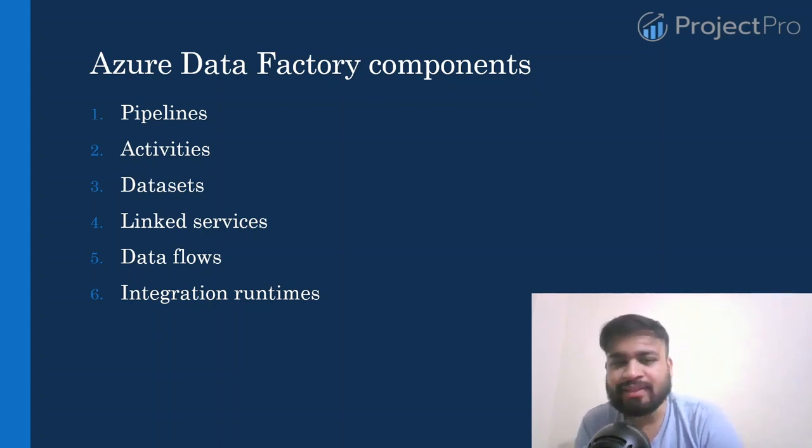The next one is a datasets. So dataset will represent a data structure within our data stores. So this points to the data that you want to use in your activities as either the inputs or the output of that particular activity. So that we are calling as a data set. So for example, in this course, we are going to deal with the COVID-19 data of Europe region. So that will be the input data set of our pipeline.